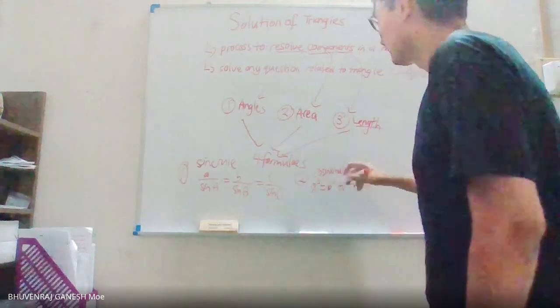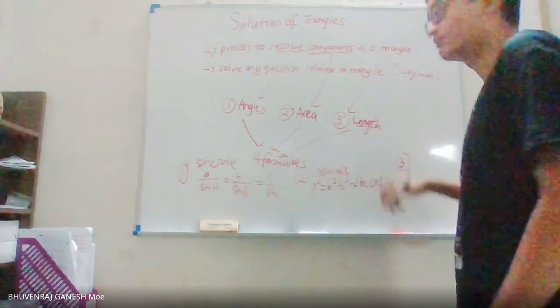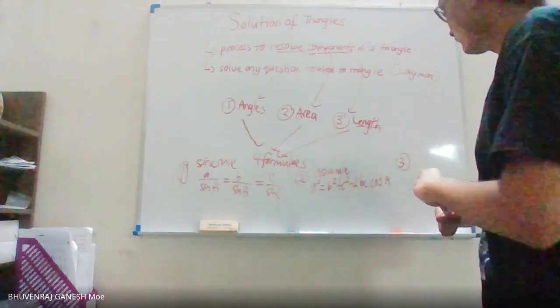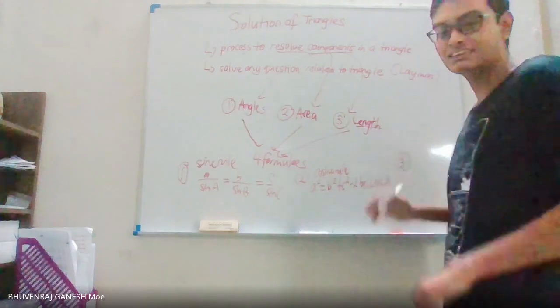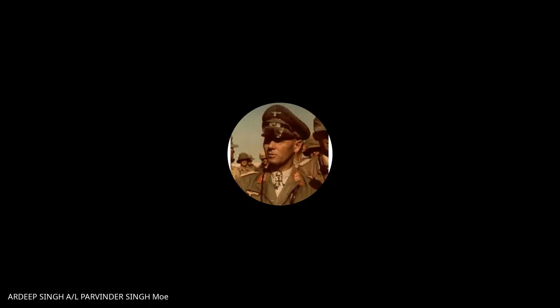Do you remember the third formula? You put A plus B plus C over 2, then you put in the... Heron's formula. Yeah, correct. I hate that formula. At exam time, I cannot remember Heron's formula.